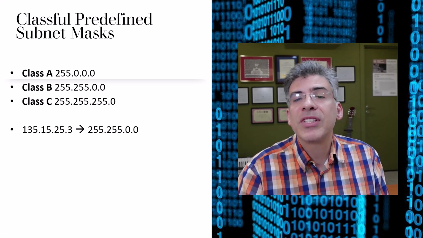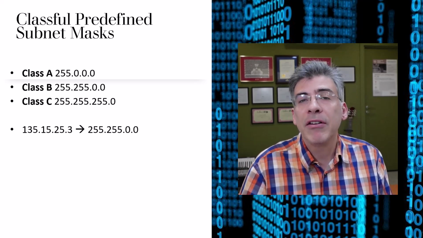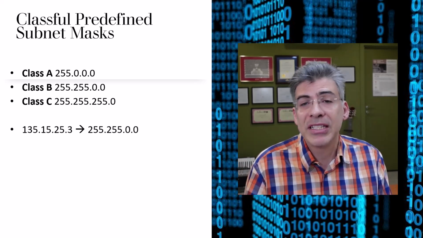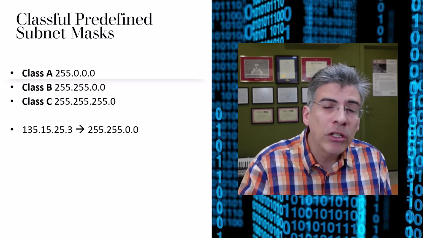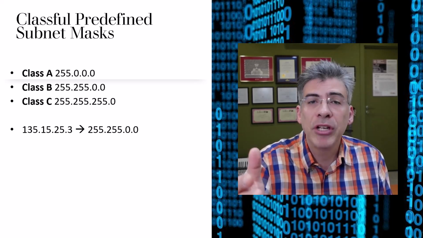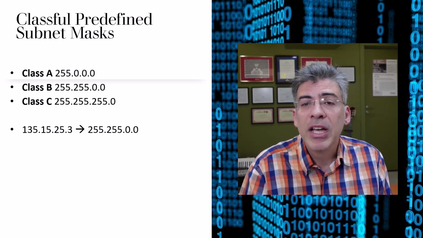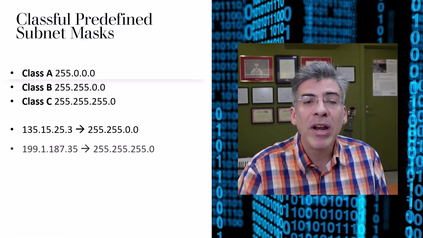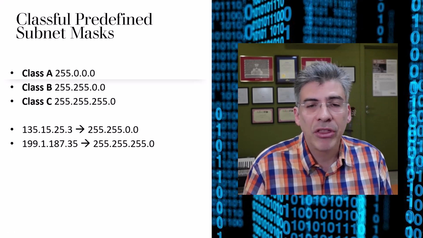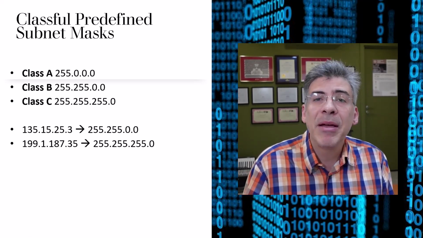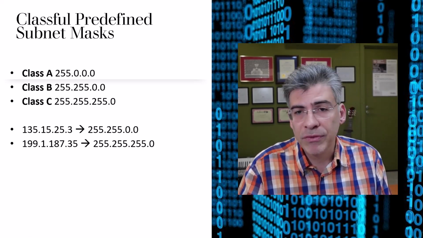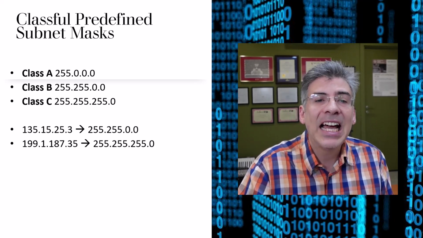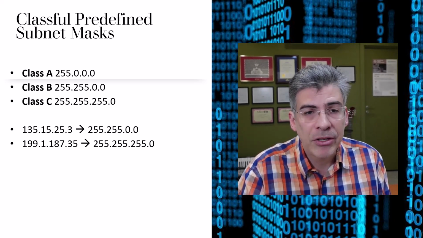So a terminal that was assigned an address of 135.15.25.3, for example, was automatically internally assigned a subnet mask of 255.255.0.0, since it was a Class B address. Similarly, an address of 199.1.187.35 is assigned a subnet mask of 255.255.255.0 without any additional configuration parameters.